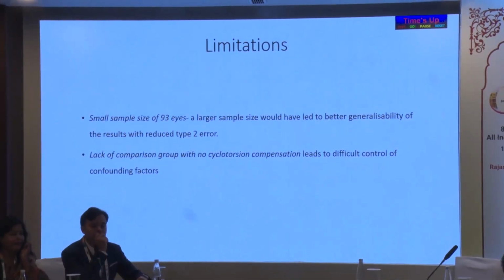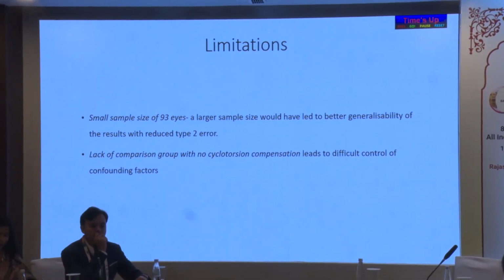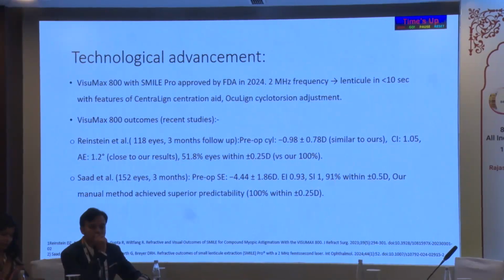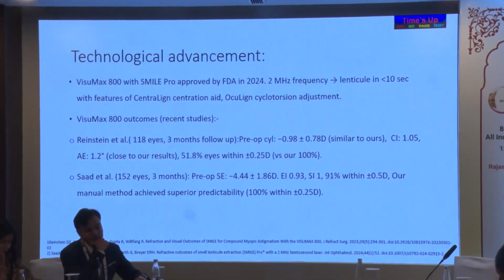Limitation: there was a small sample size, and also there was a lack of comparison group, which was chosen because of ethical reasons. Technological advancement. Now, since VisuMax 800 with SMILE Pro has been FDA approved in 2024, which has a feature of central line and ocular cyclotorsion adjustment, recent studies by Reinstein et al. with 118 eyes with a 3 months follow-up with preoperative cylinder of minus 0.98, which is similar to ours, showed 51.8% of eyes within plus minus 0.25 diopter versus our 100%.